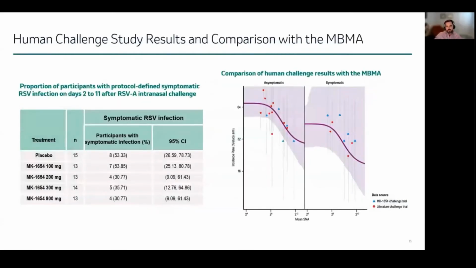So this table on the left shows the proportion of participants with symptomatic RSV infection after challenge. And here you can see doses of 200 milligrams resulted in a numerically lower percentage of participants with RSV, and that trend continued for doses higher than that. And on the right, we show the results of that validation exercise, where we show generally good agreement between what was predicted by the model and what was observed in the challenge study.